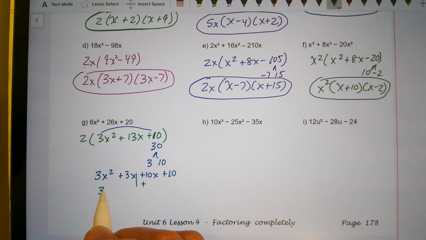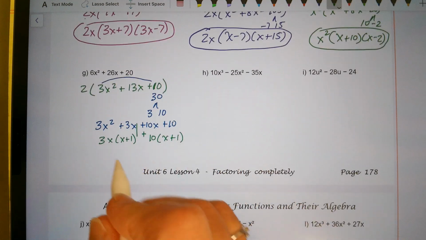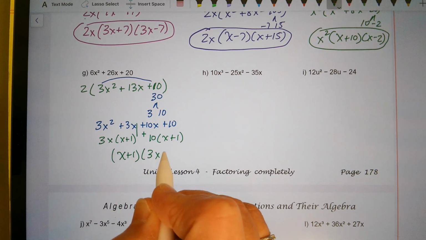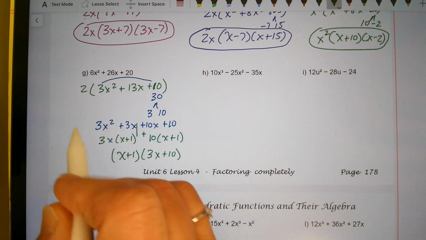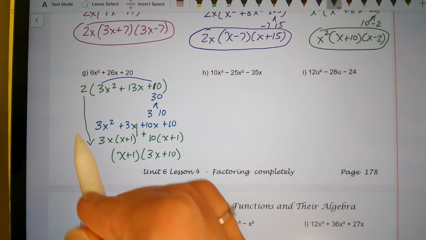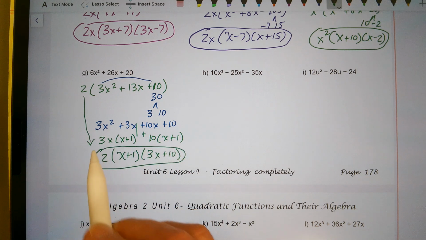GCF to the first 2 terms is 3x, x plus 1 in parentheses, and the GCF to the second 2 terms is 10. So x plus 1 is 1 factor. 3x plus 10 is the second factor. And let's not forget to bring down our original GCF of 2. So this is factored completely.